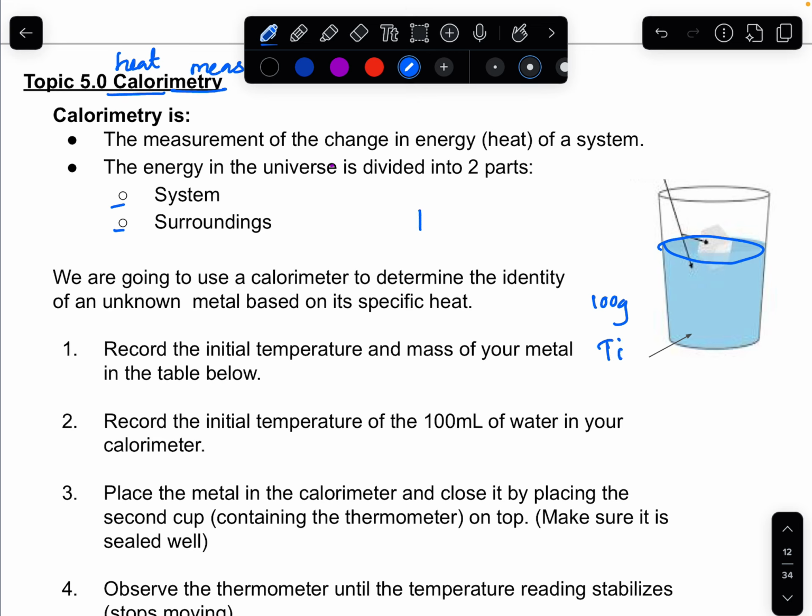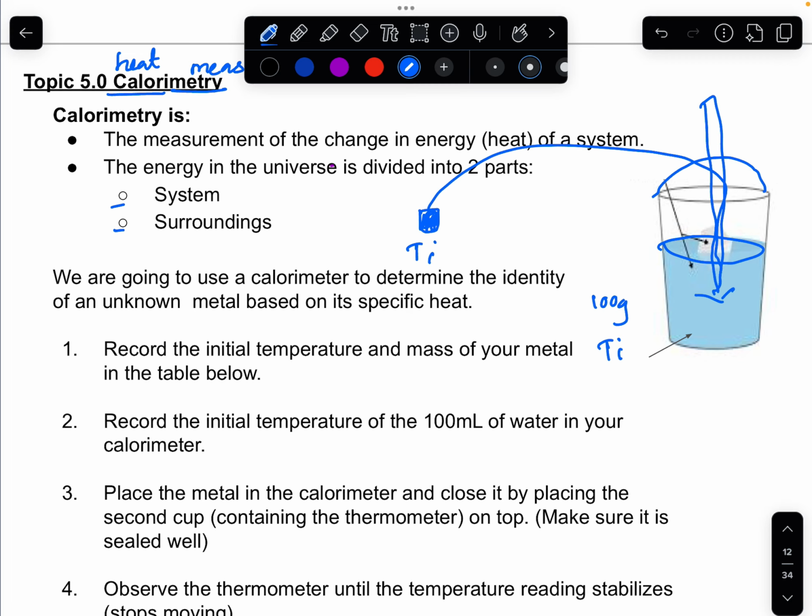After that, I will give you an unknown sample of metal at a higher temperature. I will boil the metal to a specific temperature, and you will know the initial temperature of the metal. Then you transfer that metal into the water, close it, and check the thermometer for the temperature change.